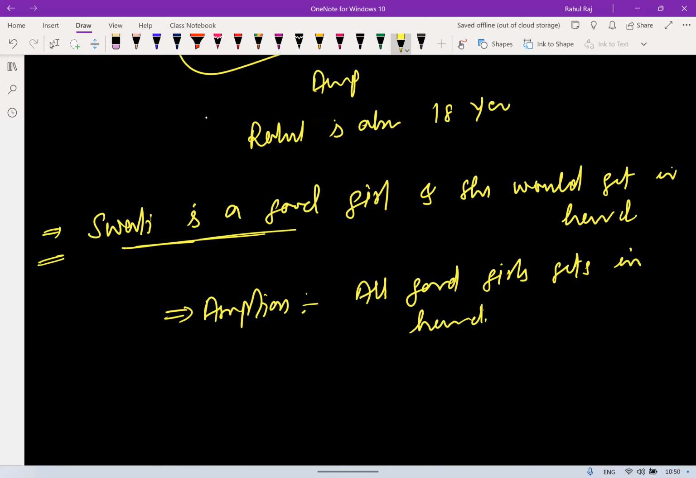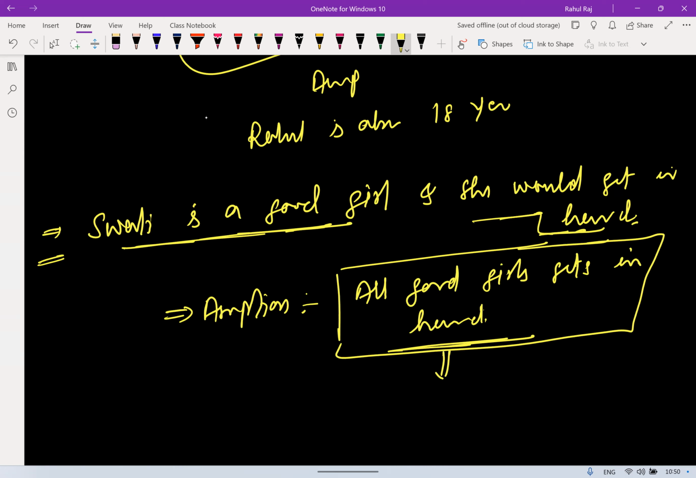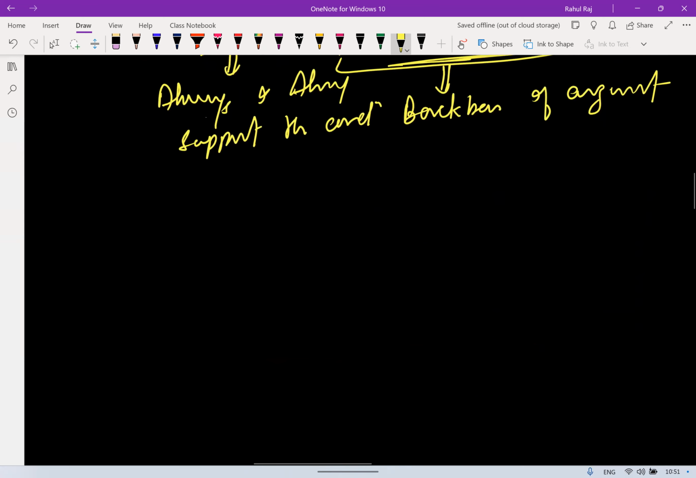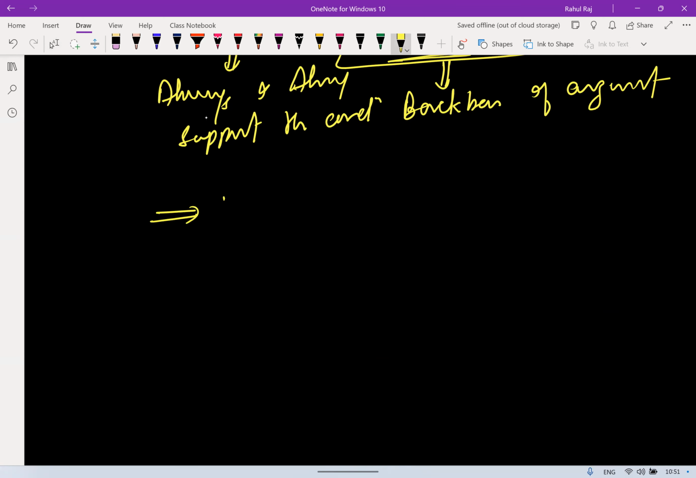Now, when I read this, Swati is a good girl. And now when I say all good girls get into Harvard and she would get into Harvard, now tell me, this is an absolutely 100% true argument. It also looks to be very true. So assumptions are something which is taken by default, guys. And please understand, this is the backbone of an argument. It is never stated in the argument at all. Assumptions are the backbone of an argument. It means assumptions always and always support the conclusion. You should not doubt it at all. So, the point comes: how do we solve assumption questions?